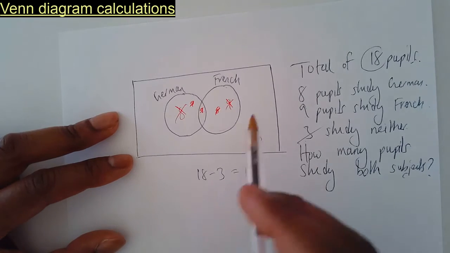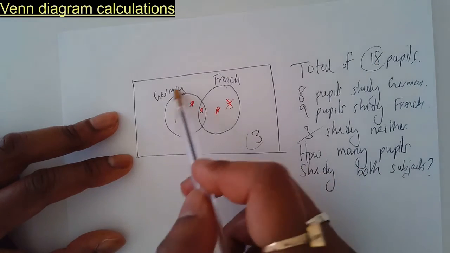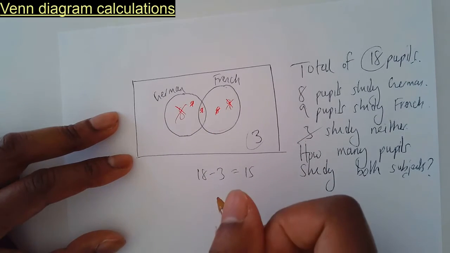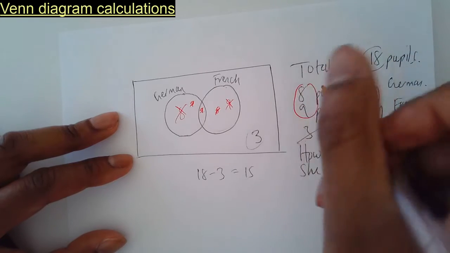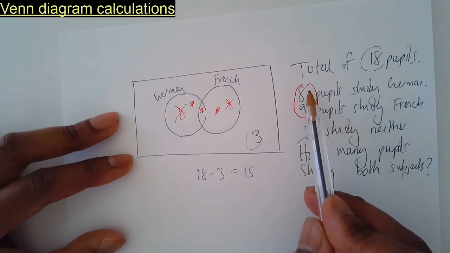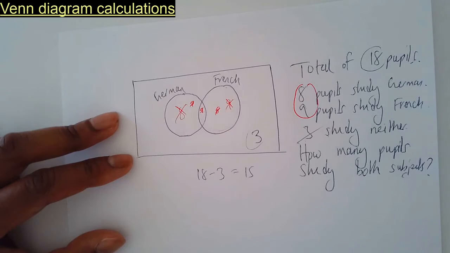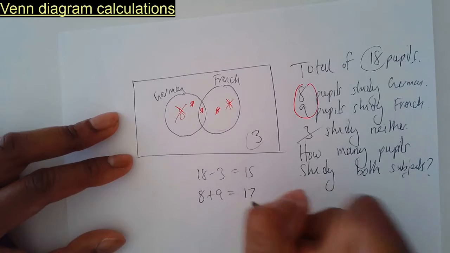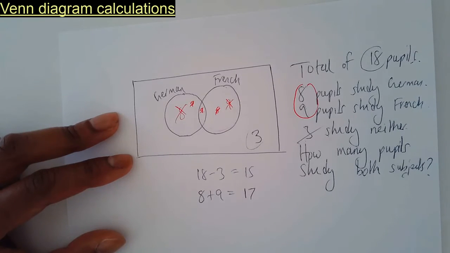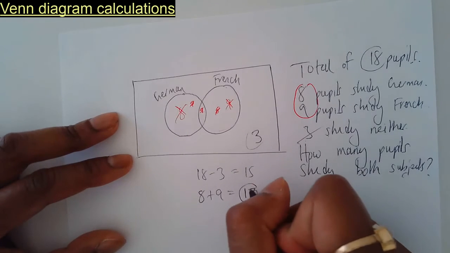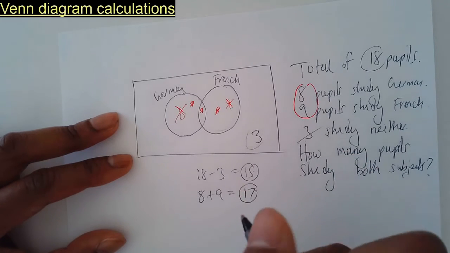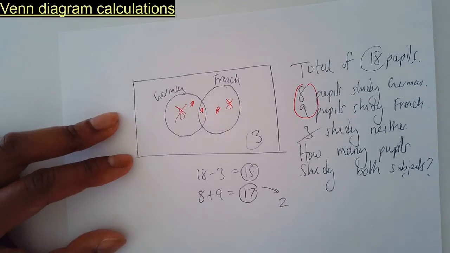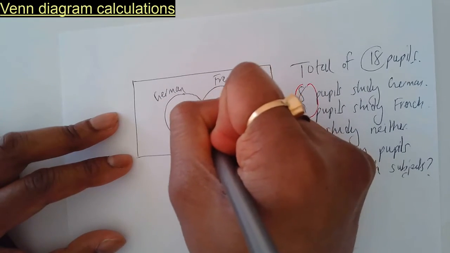So what you do is, well, we've done 18 take away 3 to give you the 15. So we've got 15 to use in the circles. Then what you do is add these 2 numbers up together. 8 add 9. Then what you do is subtract this one. You subtract 15 away from 17. That leaves you with 2. That 2 goes right there.